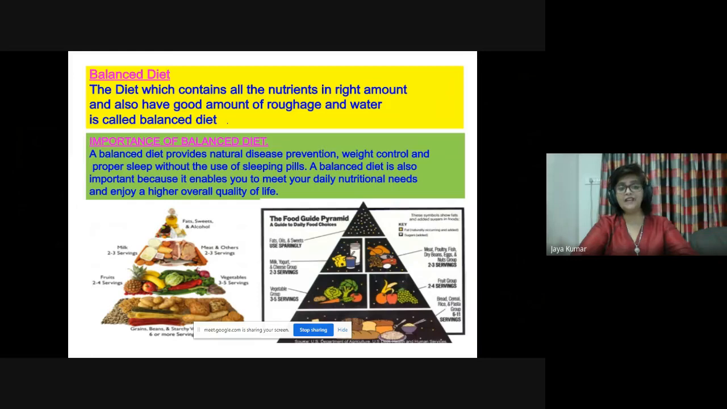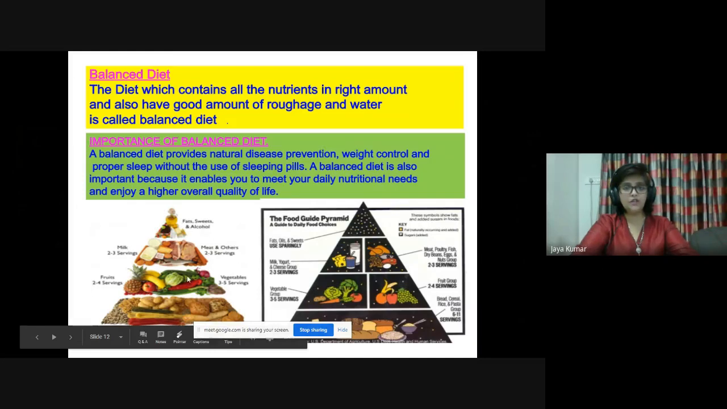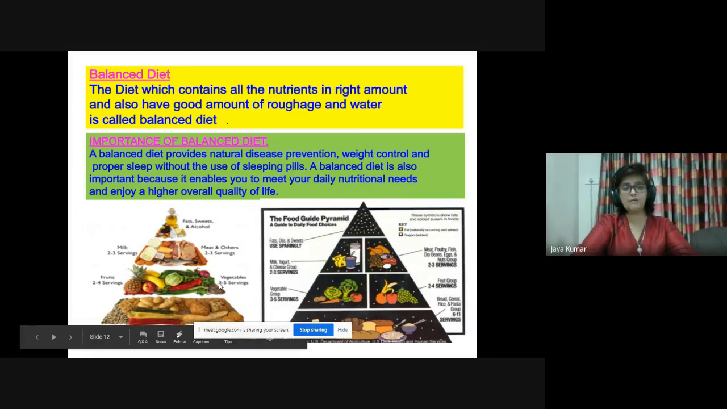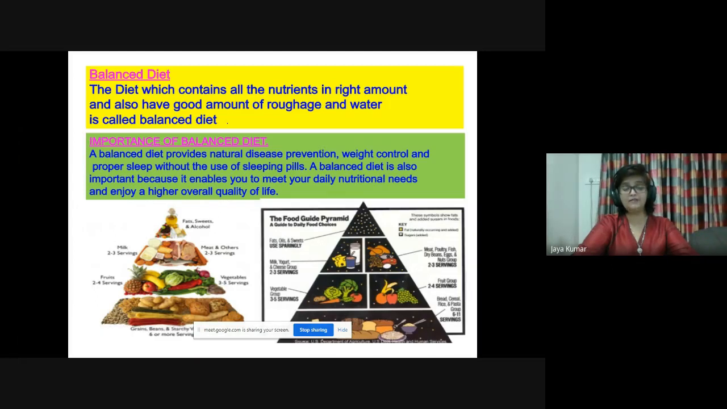So we can say that in a balanced diet or food pyramid guide, it is clearly shown that the maximum amount of energy giving food we can have is in the form of carbohydrates. Then comes the amount of fruits and vegetables. Thereafter, we can have sources of proteins like meat, fish, milk, and pulses. And the least amount of food items which we are supposed to consume are fats, sweets, and alcohol, etc.